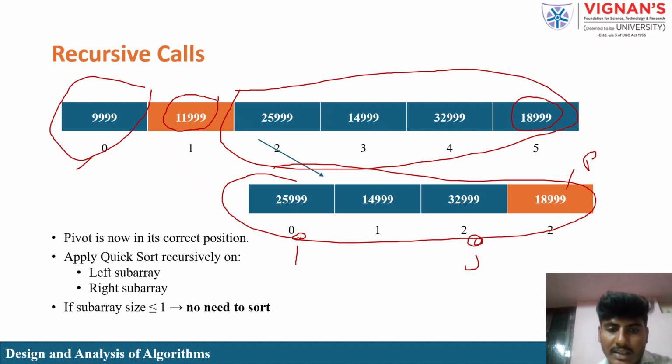And we can check whether a of i is less than pivot or not. No, here the condition fails. The ith pointer is at 0 index. Check the jth pointer condition.